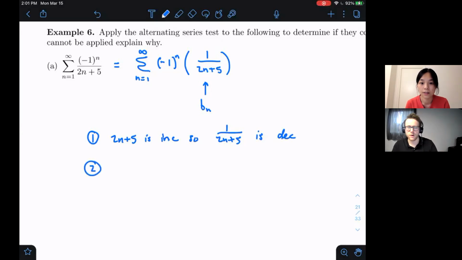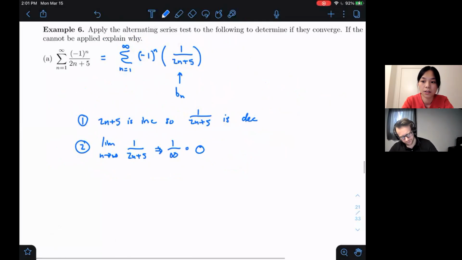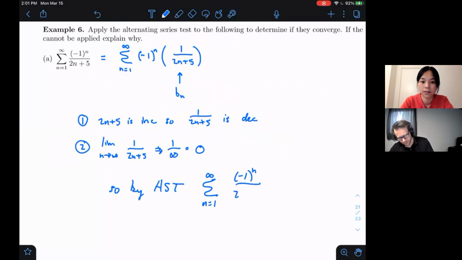The other thing that we need in order to apply the alternating series test is that the limit of the b sub n's, 1 over 2n plus 5, should go to 0 as n goes to infinity. And of course, we've dealt with much more difficult limits than this. Here, as n goes to infinity, our numerator is just a constant 1, and our denominator keeps on growing and growing, so we're going to have a 1 over infinity sort of situation. And so this is going to be going towards 0. So those are our 2 hypotheses. Everything is met in order to apply the alternating series test. And so by the alternating series test, our series, summing from 1 to infinity of the alternating piece divided by 2n plus 5, actually converges.